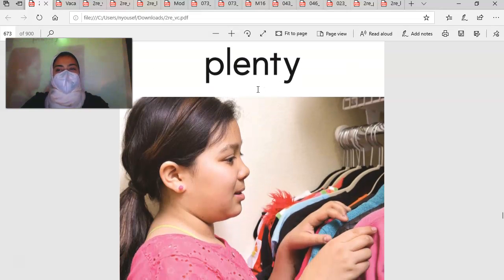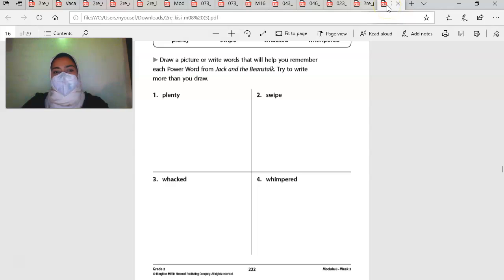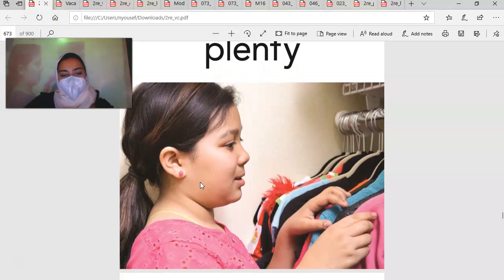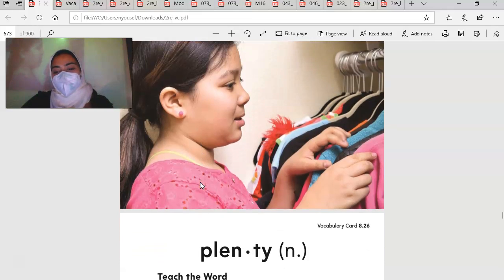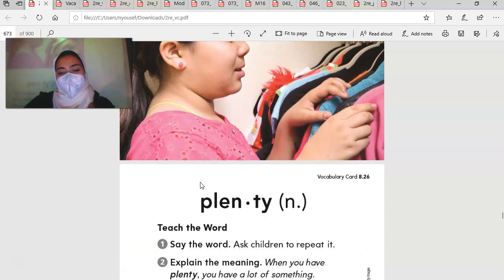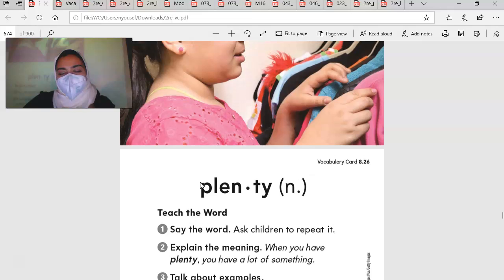All right, last word is plenty, which is actually number 1 on the worksheet. Plenty. So this girl has plenty of clothes. What does that mean? What does plenty mean? A lot. Very good. When you have a lot of something, you have plenty of it.